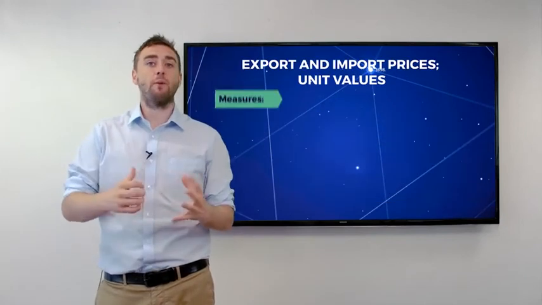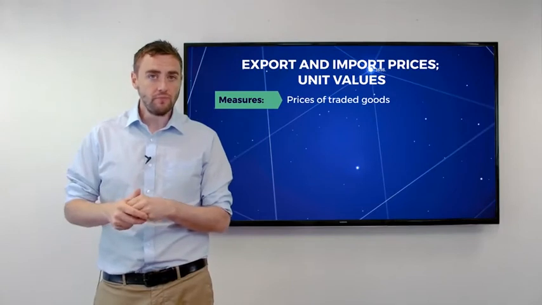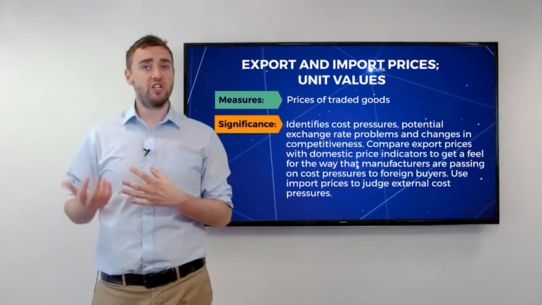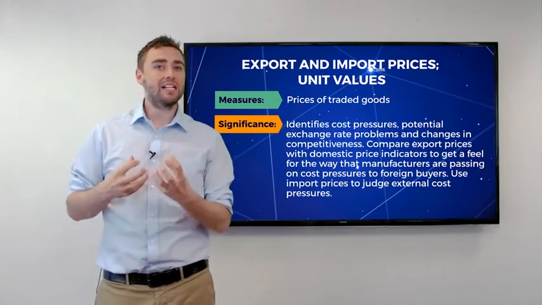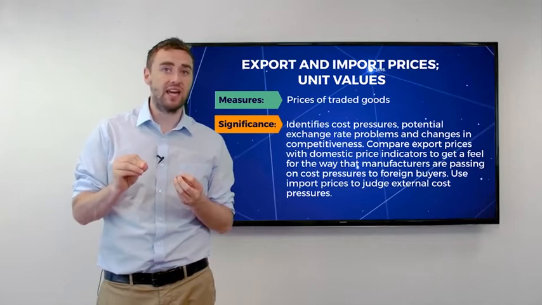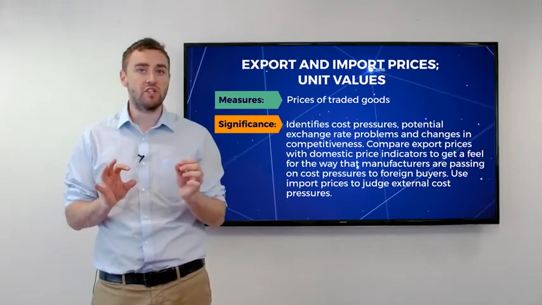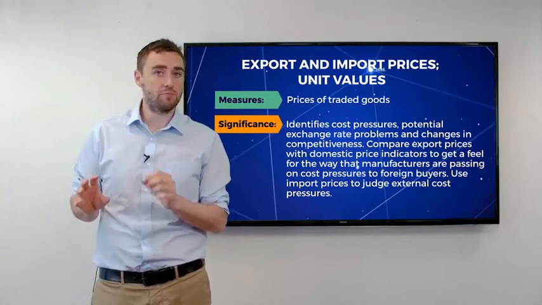Next, we have export and import prices. These measure the price of traded goods. That's significant because it identifies cost pressures, potential exchange rate problems, and changes in competitiveness. Compare export prices with domestic price indicators to get a feel for the way that manufacturers are passing on cost pressures to foreign buyers. Use import prices to judge external cost pressures.